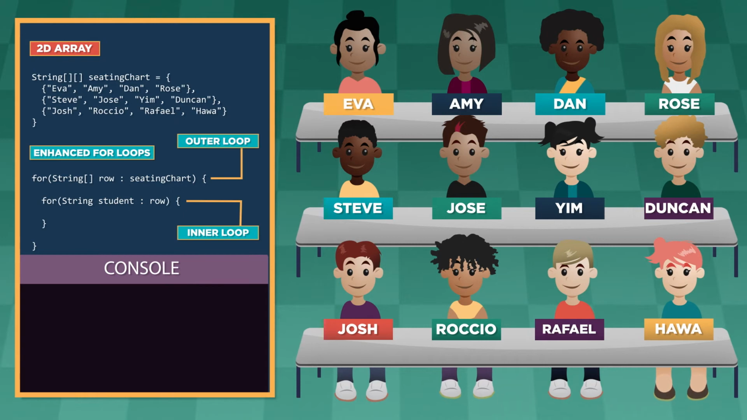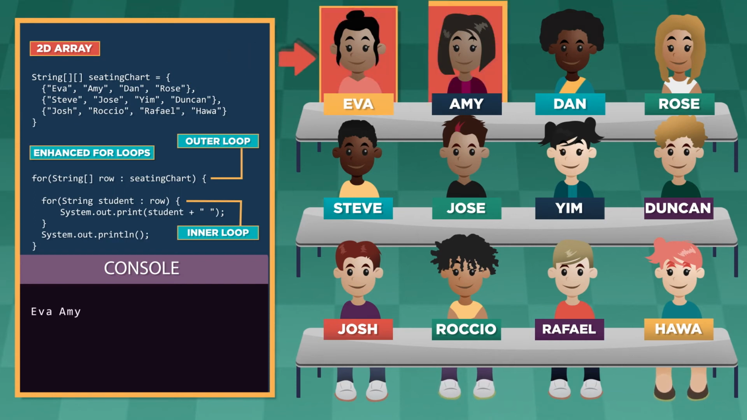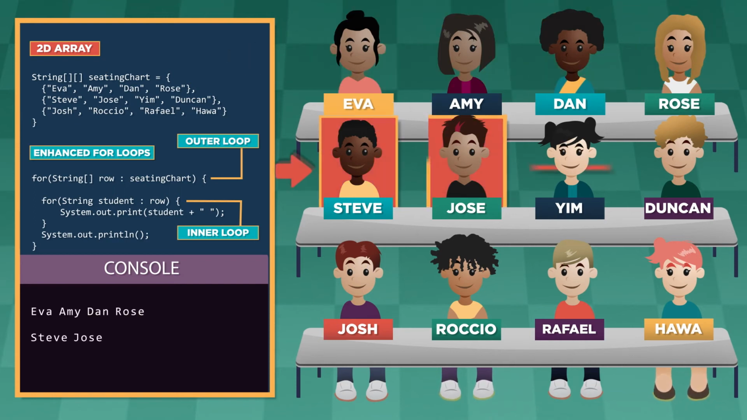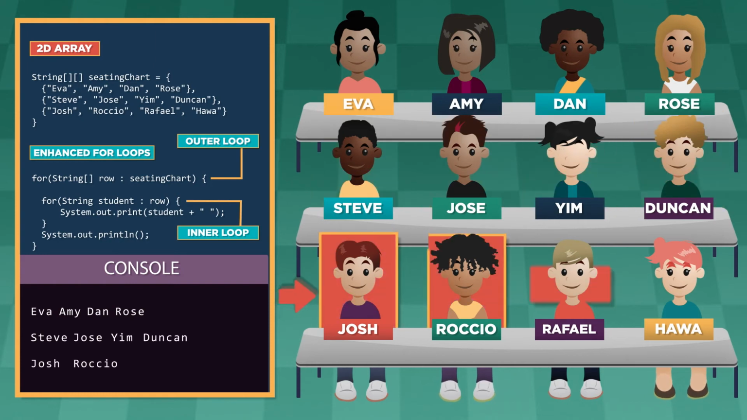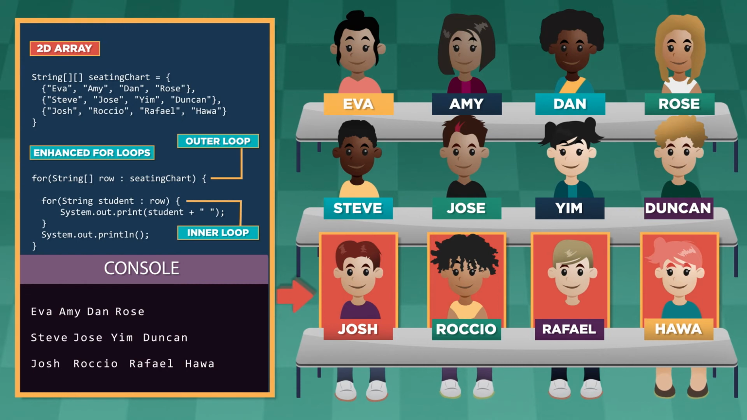Let's add some print statements to our loop and see what gets printed. We'll add a print statement inside both loops to print each student. And we'll add a print statement outside of the first loop to add a new line between each row. As the loop runs, our outer loop moves through each row of our 2D array. And the inner loop moves through each element in the row. And each student gets printed to the console.